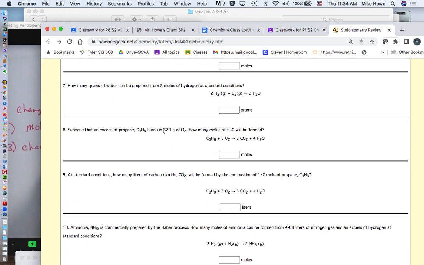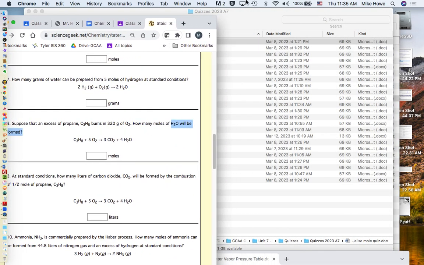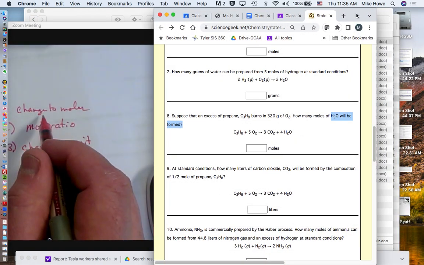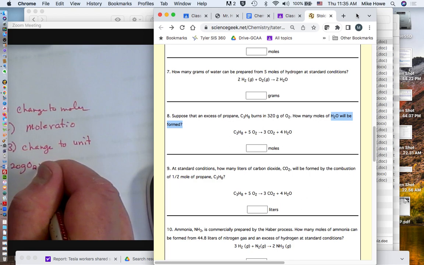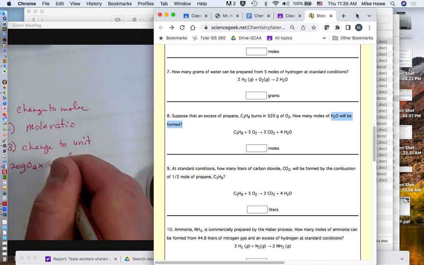So we have 320 grams. We need to change that to moles. Then the question says how many moles of water will be formed. It doesn't ask how many grams of water, it just asks how many moles. So if we set that up, we'd write down our 320 grams of oxygen, not propane. You want to change that to moles. You'd have grams here, you'd have moles here. We're not in the mole ratio, so 1 mole.